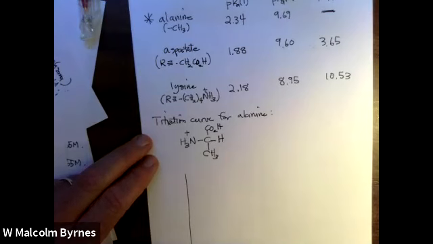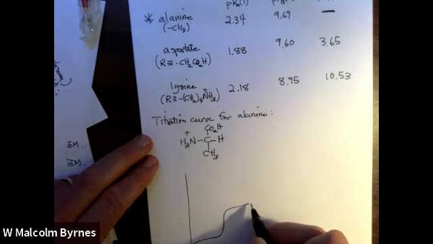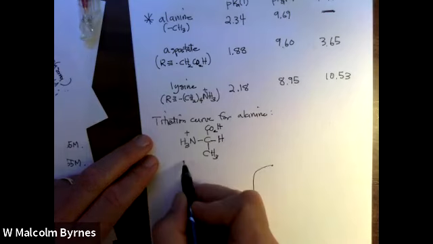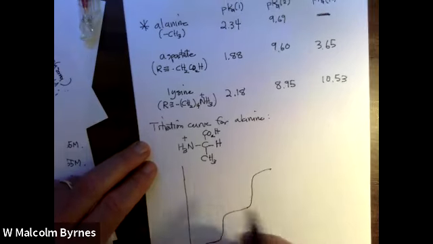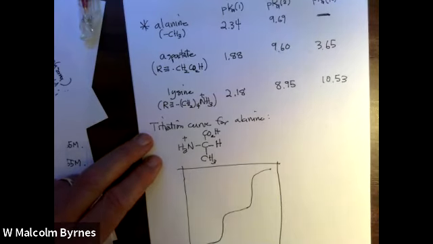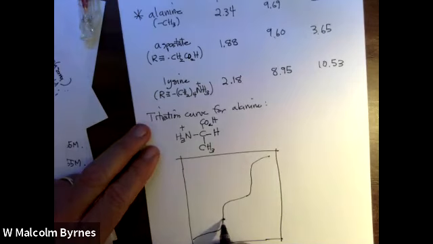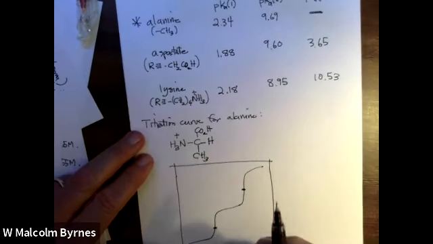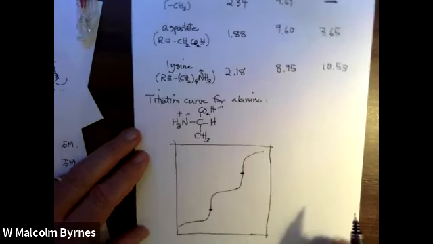Here's a titration curve. This is what it's going to look like. Because alanine has two ionizable groups, that means that it has two equivalence points as we titrate the carboxyl and the amino.